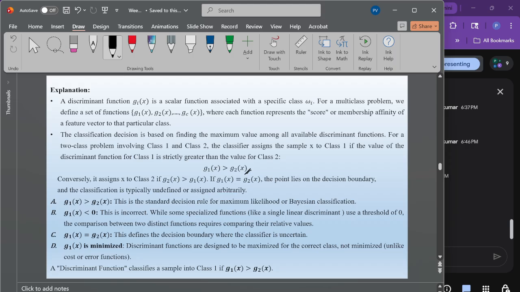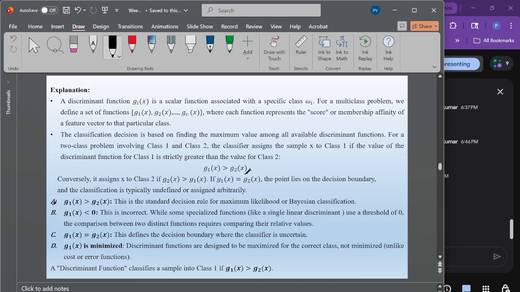So here our option A is g1x greater than g2x. So this is correct. This is a standard decision rule for maximum likelihood and Bayesian classification. If class 1 is more probable than class 2, then g1x would be greater than g2x. Our option B is g1x less than 0. This is incorrect. While some specialized functions like a linear discriminant use a threshold of 0, the comparison between two distinct functions requires comparing their relative values. And g1x equal to g2x is defined by the boundary where the classifier is uncertain.